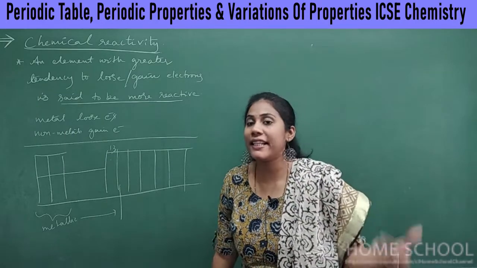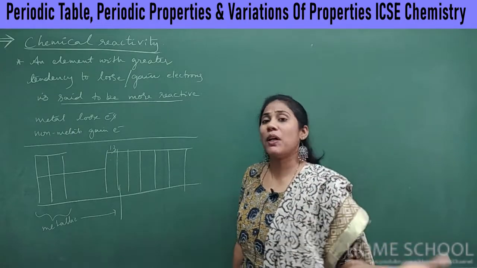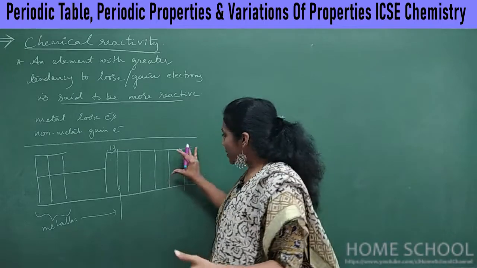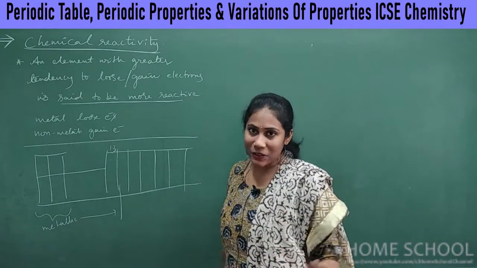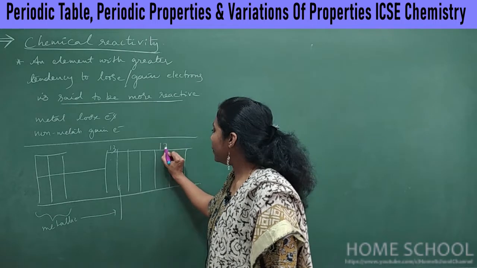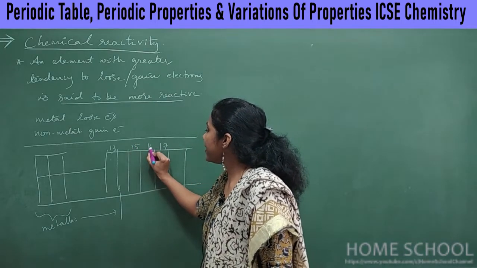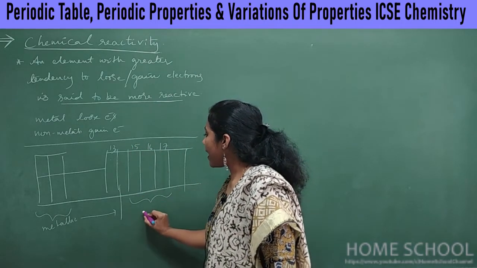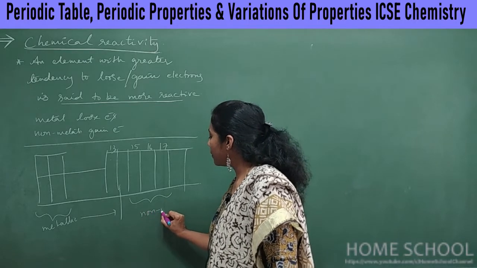They won't participate in any reactions, they won't lose electrons, they won't gain electrons. It's because they are already happy with whatever electrons they have. And coming to your 15, 16 and 17, these are the most non-metallic.